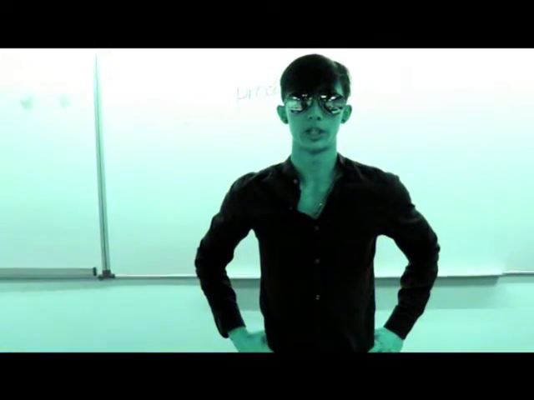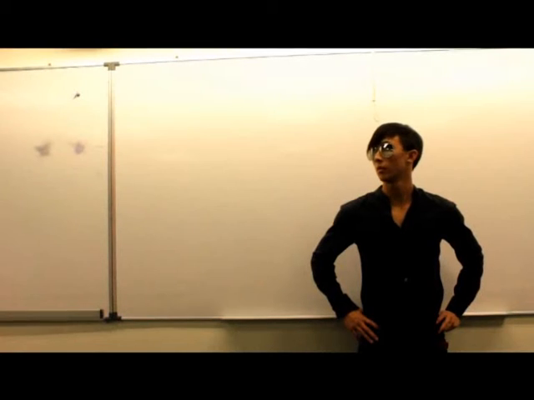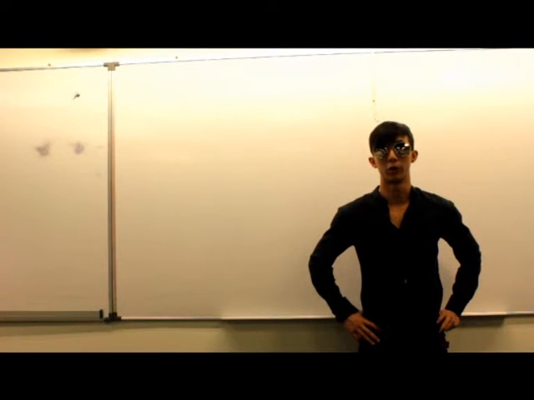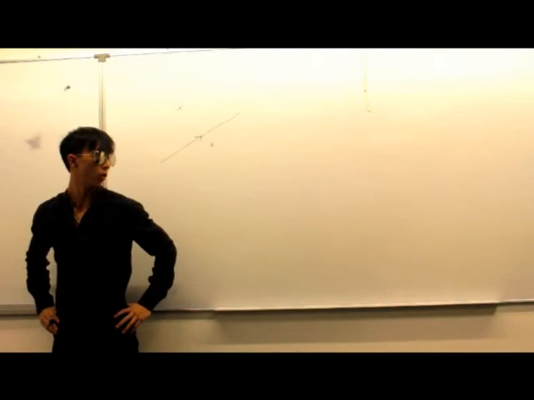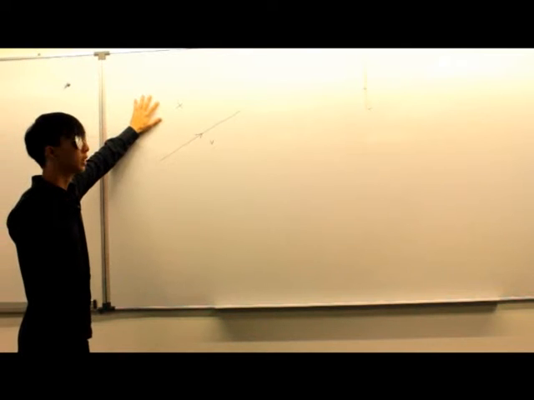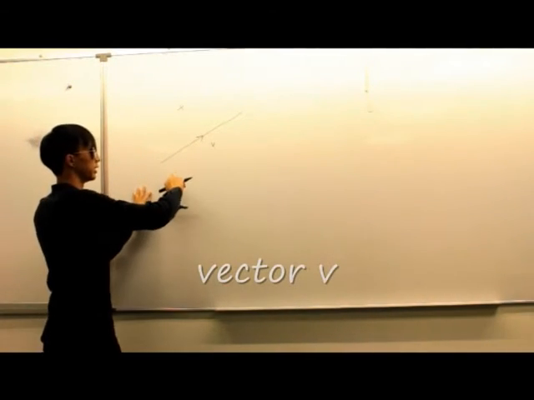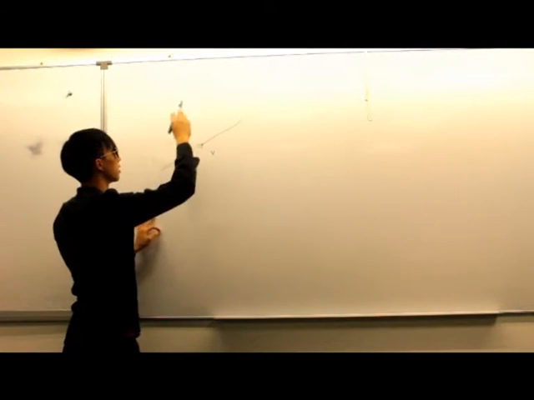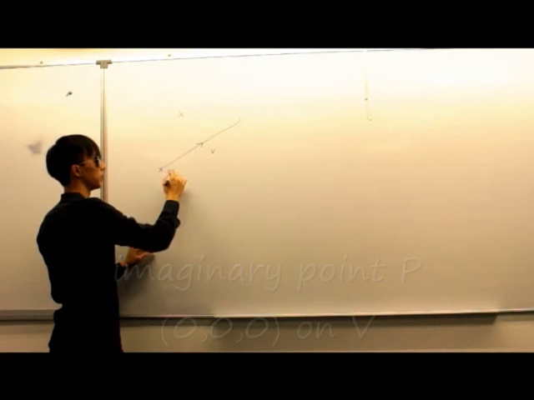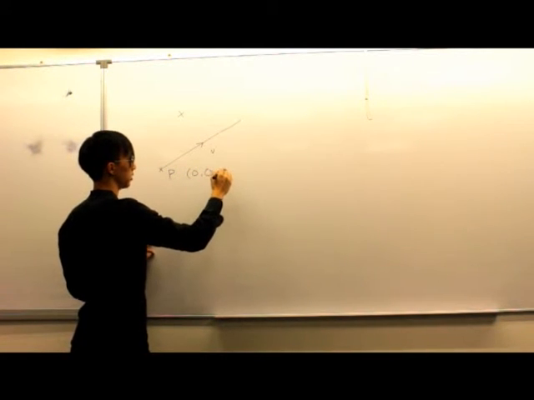Have no fear, teacher is here, and today we will solve an equation. Our equation today is about the distance between the line and the point. If you can imagine a point and a line and a distance from each other, this we call vector v. If we imagine a point on vector v, we name it P with the coordinates 0, 0, 0.